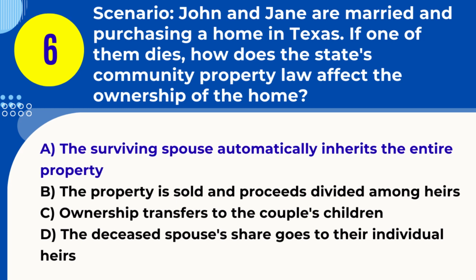Answer: A. The surviving spouse automatically inherits the entire property. Explanation: under Texas's community property law, if one spouse dies, the surviving spouse typically automatically inherits the deceased spouse's interest in the property, assuming it was acquired during the marriage.